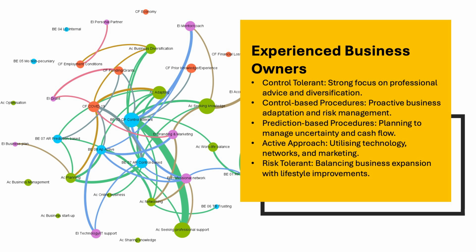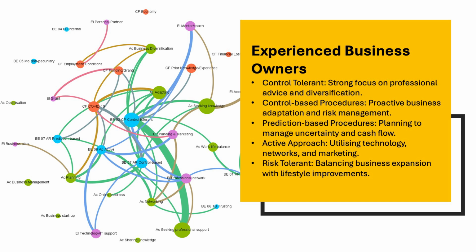The experienced business owners group displayed 6 behavioral characteristics: control-tolerant, control-based procedures, prediction-based procedures, active-based approach, being risk-tolerant, and trusting. These behaviors indicate a broad range of strategies for managing business complexity and uncertainty. Control-tolerant behaviors were evidenced by a willingness to seek professional support and advice from external sources like mentors, networks, and coaches. Control-based procedures included proactive strategies to diversify business and manage risk. This was particularly evident during COVID-19 with planning and adaptation as key elements of their control-based approach.